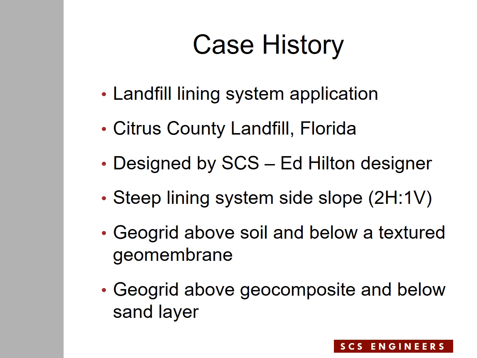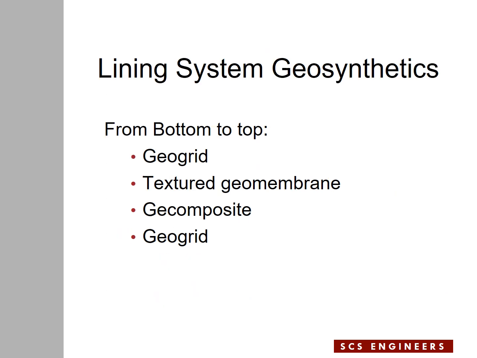This lining system has steeper slopes, like 2-to-1 slopes, and there are two geogrids involved in this lining system. One geogrid is above the subbase soil and below a textured geomembrane, and the second geogrid is above the geocomposite and below the sand layer. The lining system geosynthetics from bottom to top are arranged as follows: a geogrid goes in first above the subbase or the base layer, the textured geomembrane above that, the geocomposite above the geomembrane, and the second geogrid directly above the geocomposite.